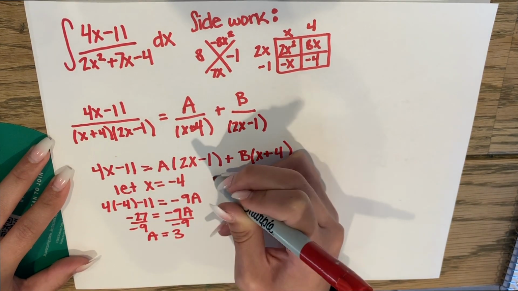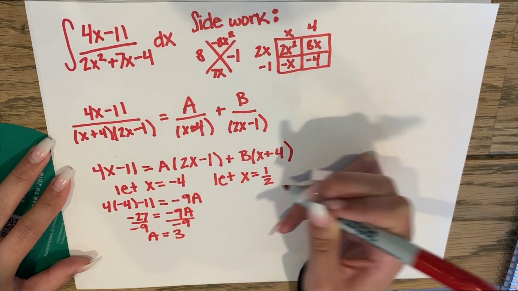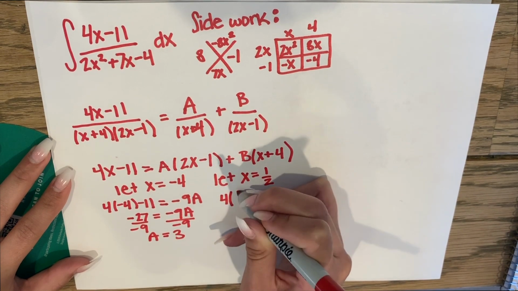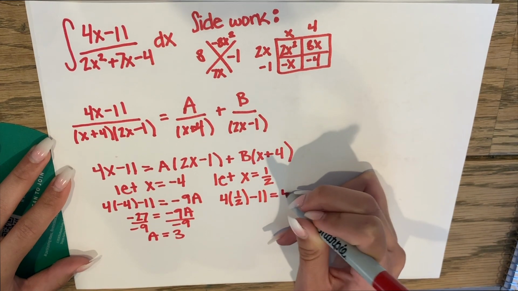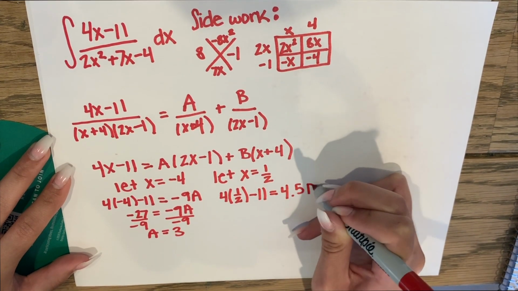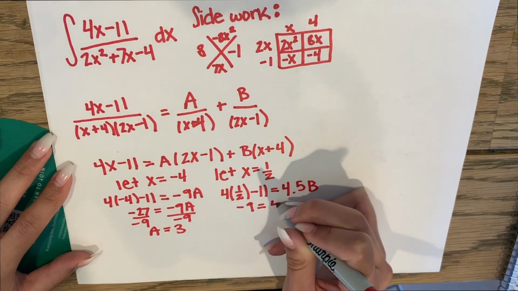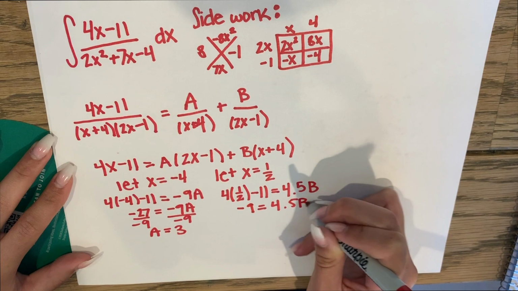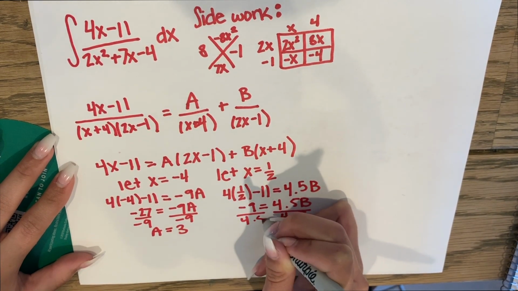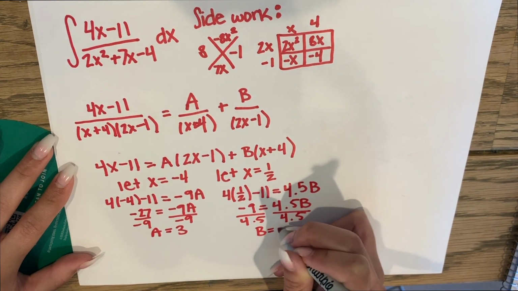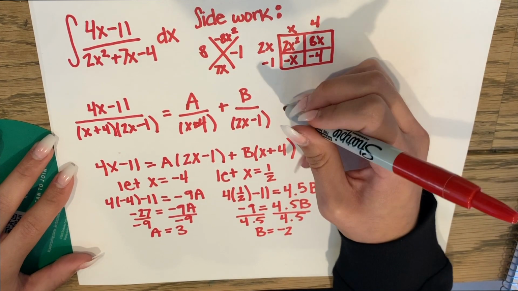So now we can do the other side, which is let x equals 1/2. We multiply 4 by 1/2 minus 11 equals 4.5b. On the left, we get negative 9 equals 4.5b, and we divide both sides by 4.5. So now we get b equals negative 2. So now that we have our a and b, we can write that antiderivative.